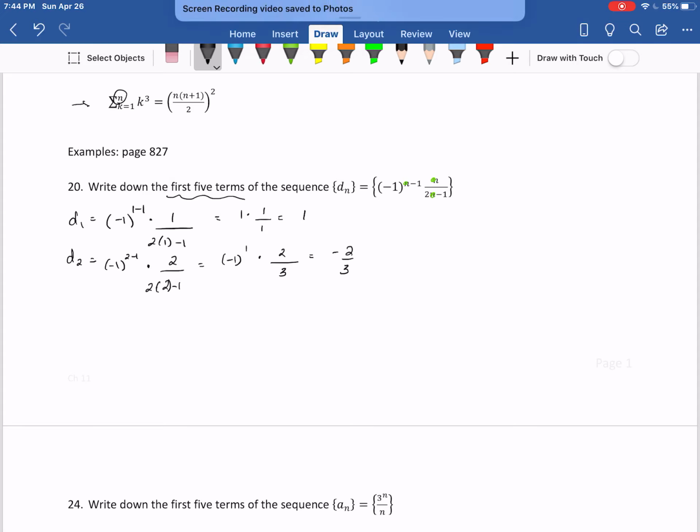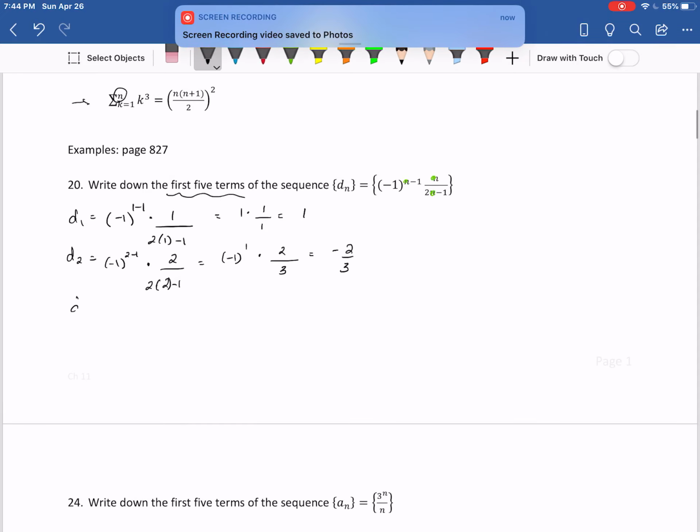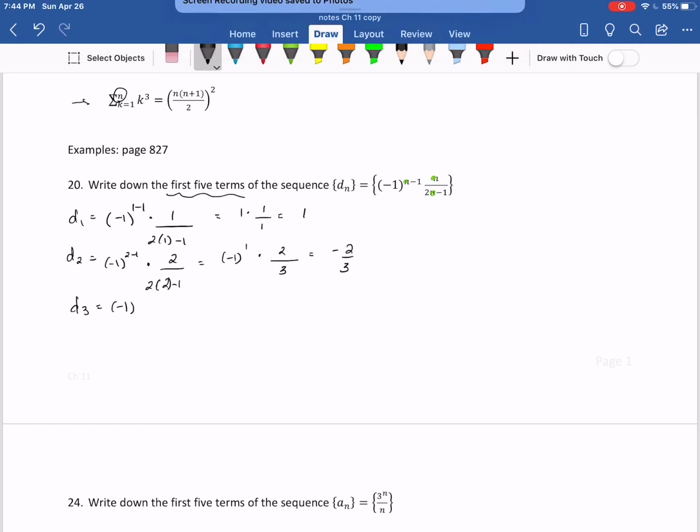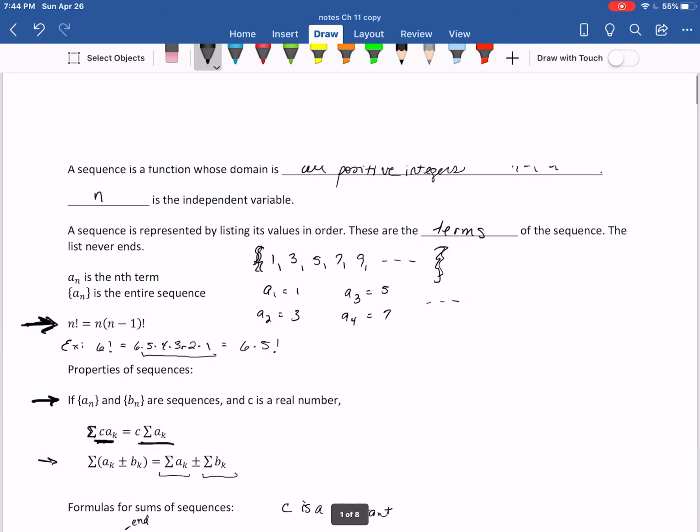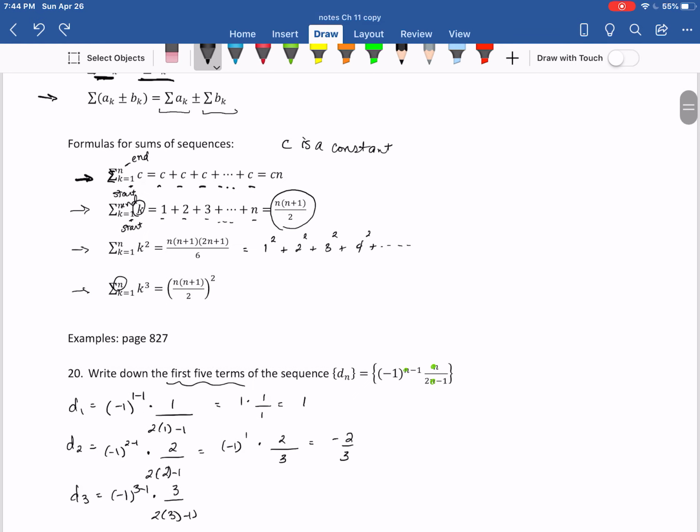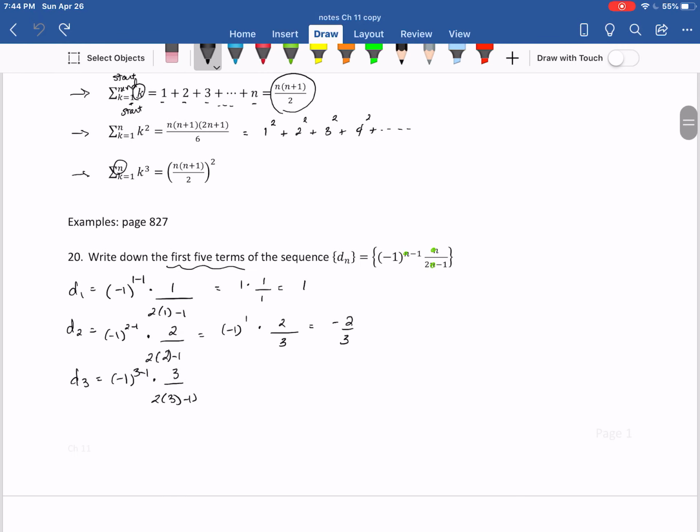The third term is represented by D3. D3 is where you substitute the value 3 in place of the n everywhere that it appears. And then you're going to simplify that. And you get 3/5 for that answer.